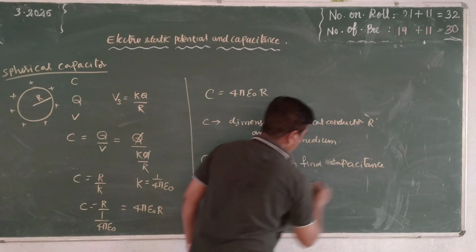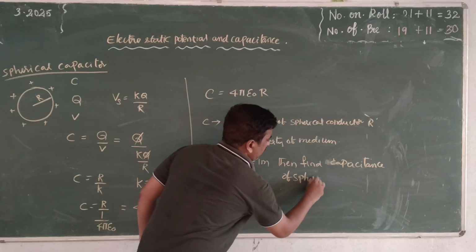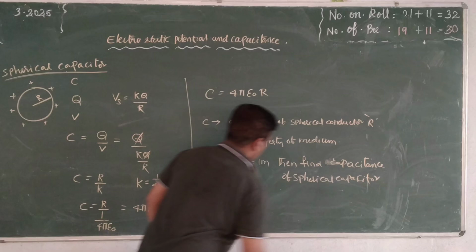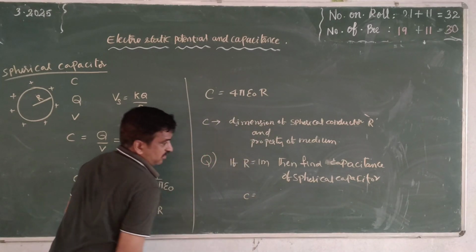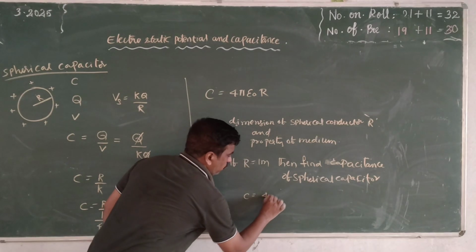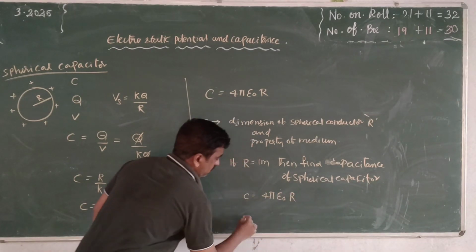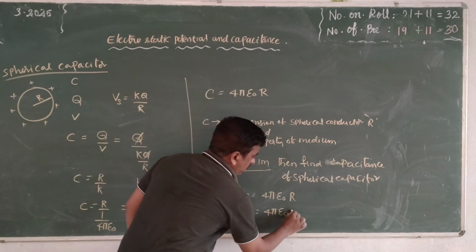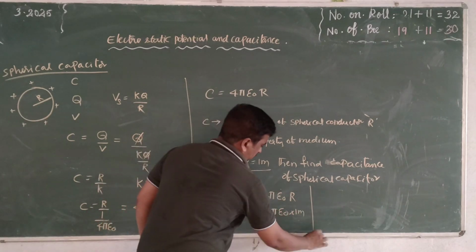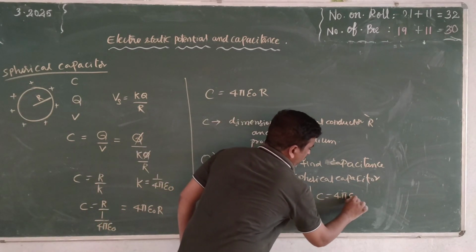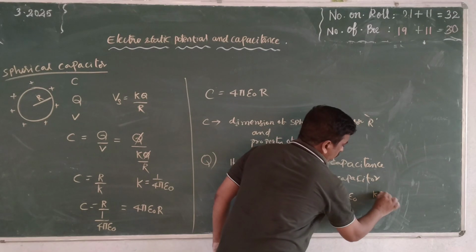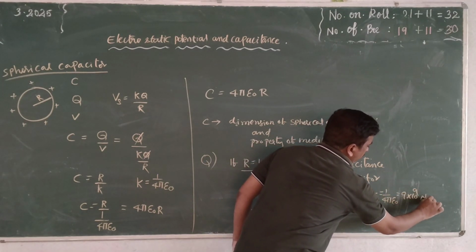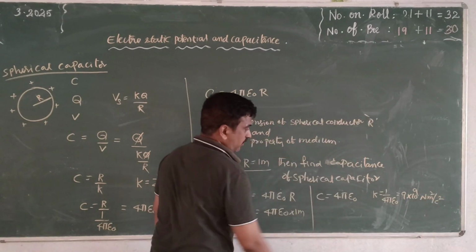Capacitance of the spherical capacitor. What is the formula for a spherical capacitor? C equal to 4 pi epsilon naught R. R equals 1 meter, so we write 4 pi epsilon naught into 1 meter. Actually, k equals 1 by 4 pi epsilon naught, and its value is 9 into 10 power 9 Newton meter square per coulomb square. So we can substitute here.